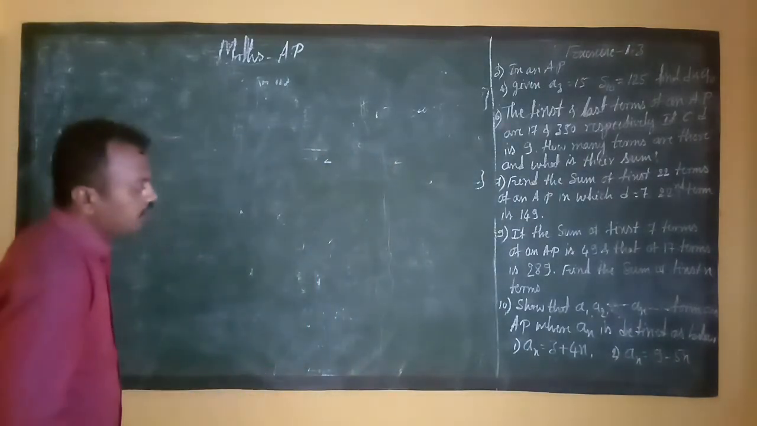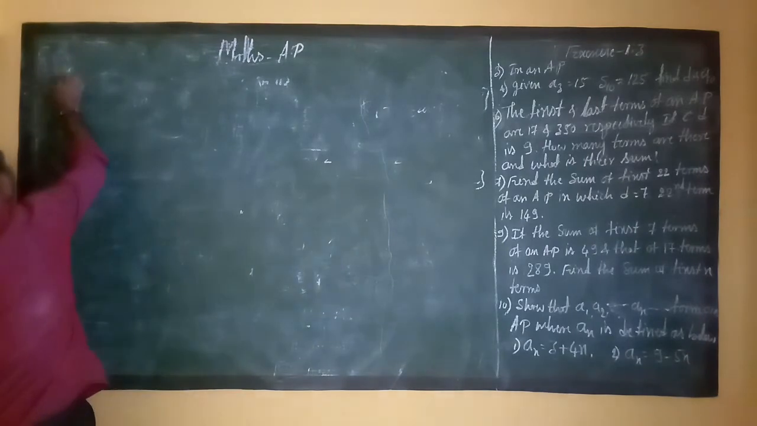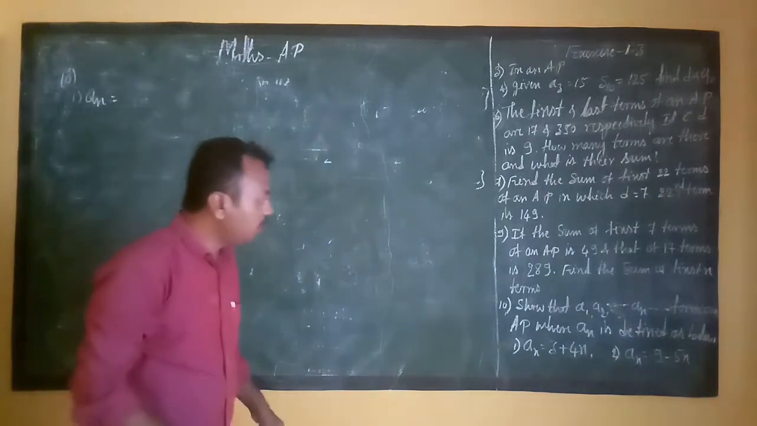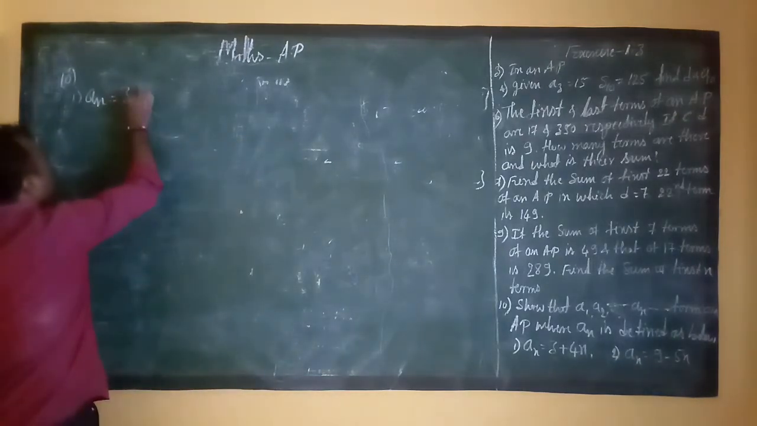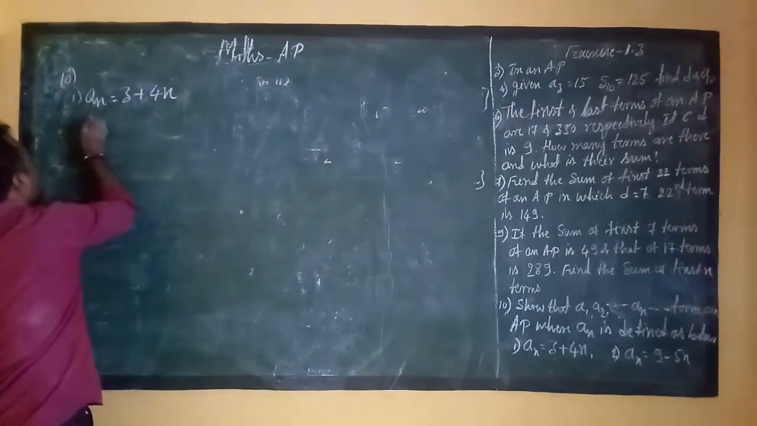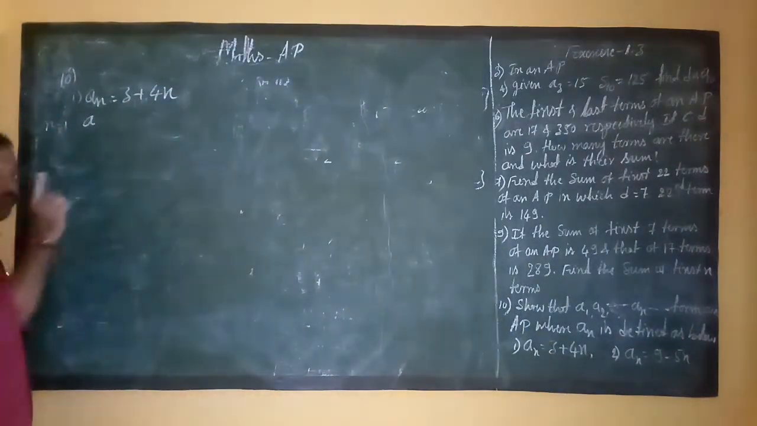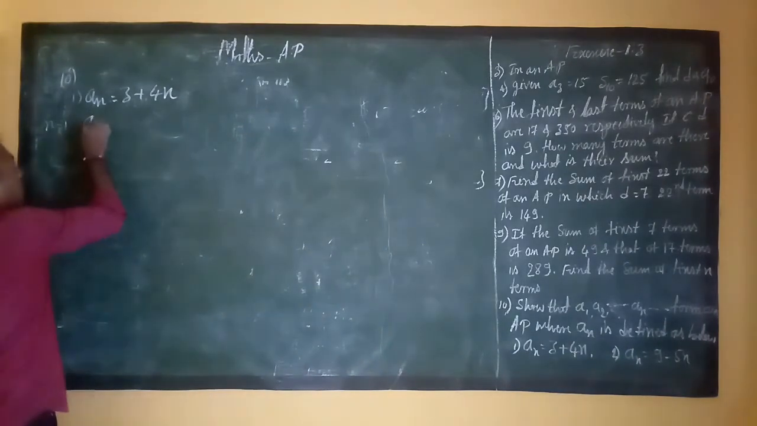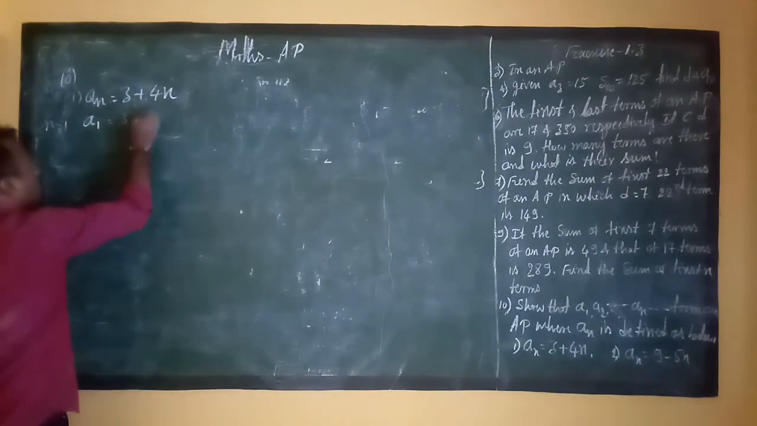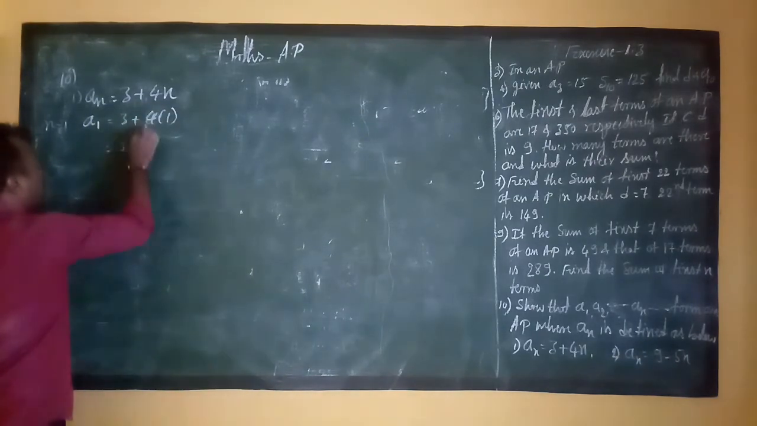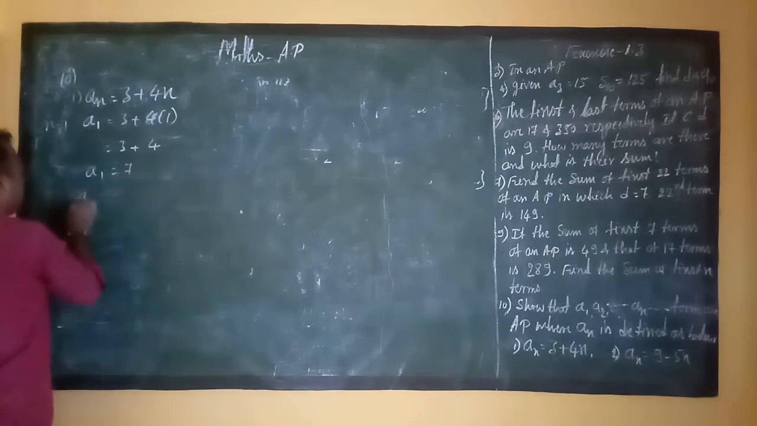First one, AN is equal to 3 plus 4n. If you give n is equal to 1, you will get the first term. So A1 is equal to 3 plus 4 into 1. So what will you get? 4 ones are 4, 4 plus 3 is equal to 7. This is A1.